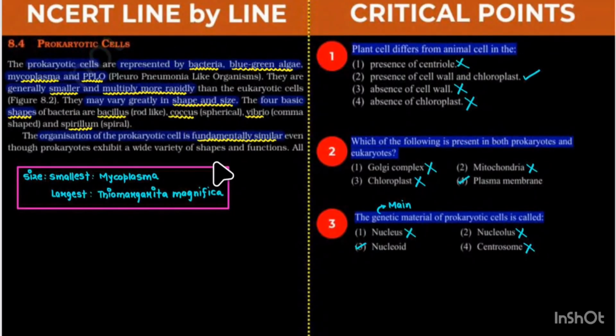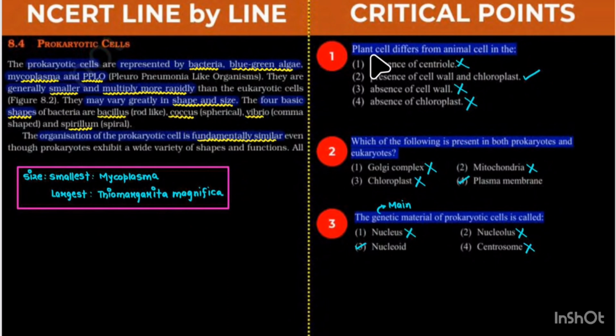NCERT line by line. Prokaryotic cells are represented by bacteria, blue-green algae, mycoplasma, and PPLO, pleuropneumonia-like organisms. They are generally smaller and multiply more rapidly than the eukaryotic cell. They may vary greatly in shape and size. The four basic shapes of bacteria are bacillus, which is rod-like, coccus, vibrio, which is comma shaped, and spirillum, which is spiral. The organization of the prokaryotic cell is fundamentally similar, even though prokaryotes exhibit a wide variety of shapes and functions. Size: smallest is mycoplasma, largest is Thiomargarita namibiensis.